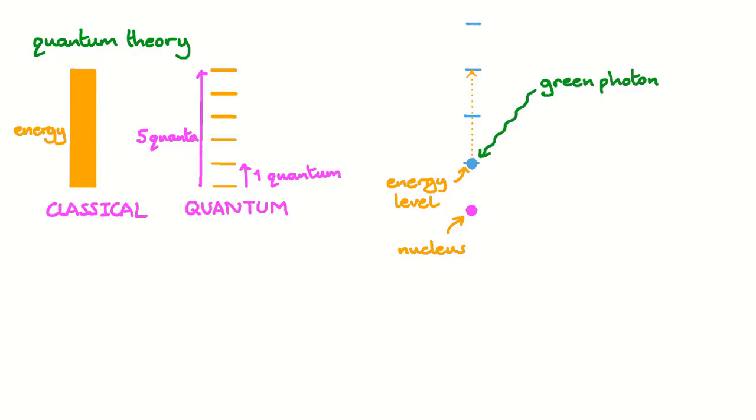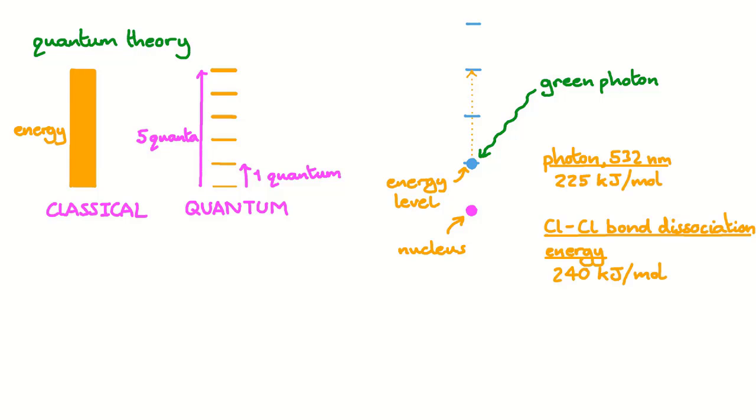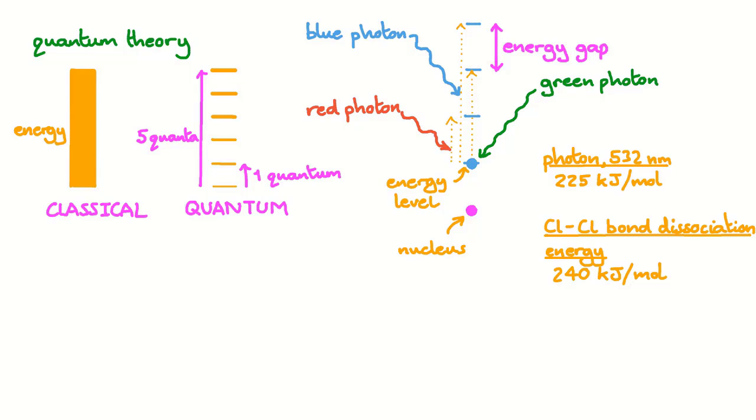Quantum theory had a significant effect in our understanding of light. Light comes in quanta called photons. One of these green photons has roughly the right amount of energy to break a chlorine-chlorine single bond. A photon of blue light has even more energy, while a photon of red light has less. Armed with this understanding, we can appreciate why some wavelengths of light have an effect while others don't. If the energy of the photon doesn't match the energy gap, the transition will not occur.